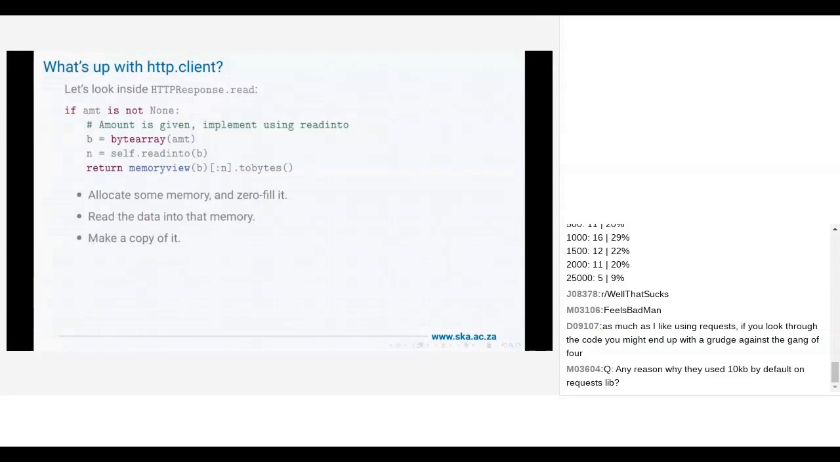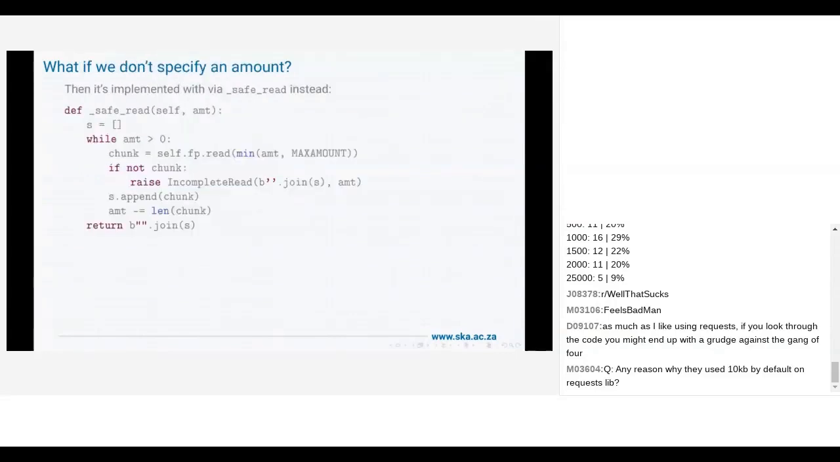And then, once we've got all the data into this byte array, we don't actually want a byte array, we want a bytes object. And this memoryview trick is, in the end, going to make a copy of the data. So we've now written the zeros twice and then made a copy. So of course it's slow. I should say I use that particular method because that's indicative of what requests would have been hitting under the hood when it was using the chunked approach. Because it's asking for 10 kilobytes, it goes down that code path, and those 10 kilobytes go through that very roundabout route.